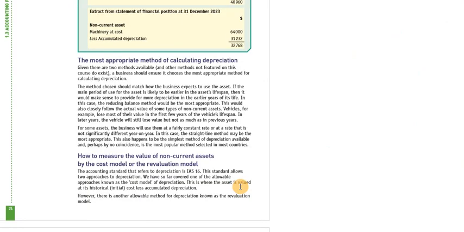So here is some question. The most appropriate method for calculating depreciation, I gave you the answer. If the usage of the asset at the earliest stage is greater, which method will we use? If usage of the asset early on is greater, then which method is suitable? Straight line or reducing? What did I tell you? Can you tell me?